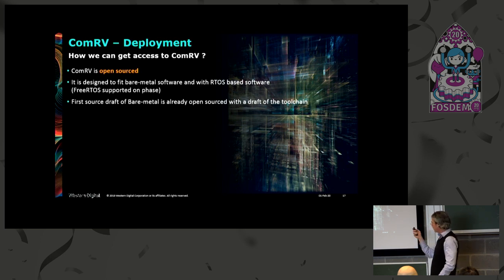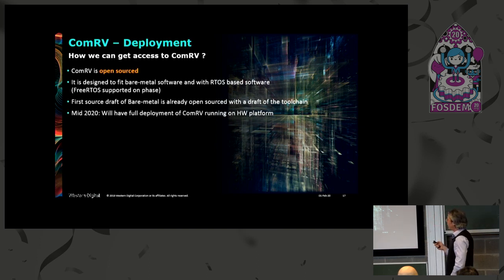And also on the GitHub, we can see a draft of the toolchain itself. It's already built for Debian targets, but soon it's all going to be open source. So pay attention. By mid-2020, we're going to have a full deployment of ComRV running on a real hardware platform with the OS. Currently, it's running on a few other platforms, and it runs on ISS, which is cool. Because it doesn't depend on any hardware solutions, it can run on any hardware, but it has to be RISC-V.